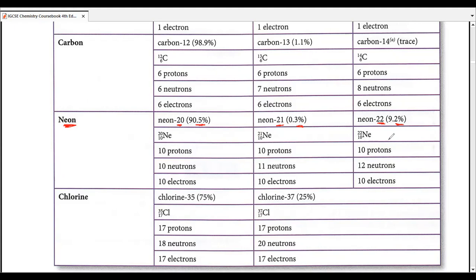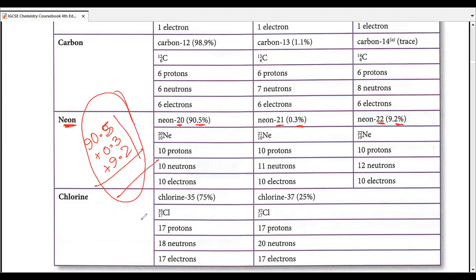Is the sum of these three values 100? Have you tried adding 90.5 plus 0.3 plus 9.2? Is the total 100? We only divide it by 100 if the addition of these three is equal to 100. Is it 100? Yes, it is 100. Okay. Keep a note that we divide it by the number that these add up to. If they add up to 100, we're going to divide by 100. If they add up to 98, we're going to divide by 98, and so on and so forth. Make sense?